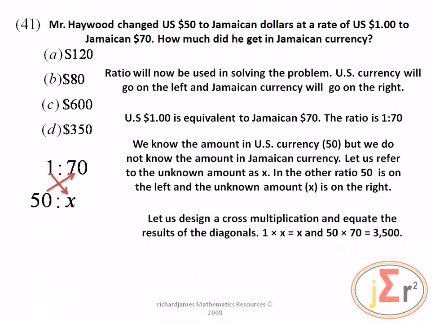So let us design a cross multiplication and equate the results of the diagonals. So we have 1 multiplied by X, and that is 1X, which is X, and 50 multiplied by 70 will give us 3,500. The correct answer is therefore option D.